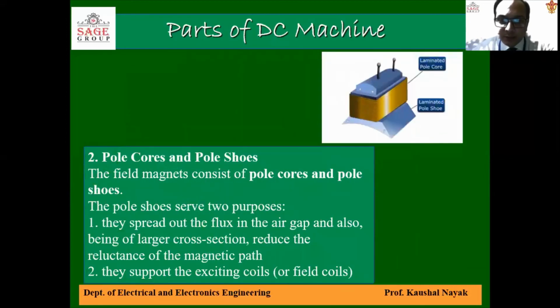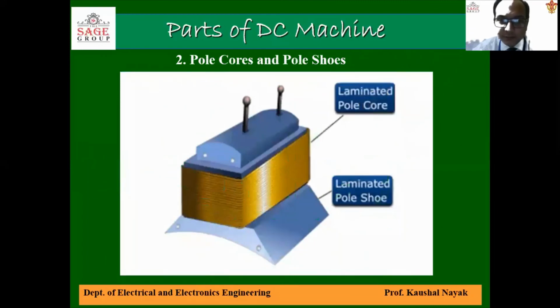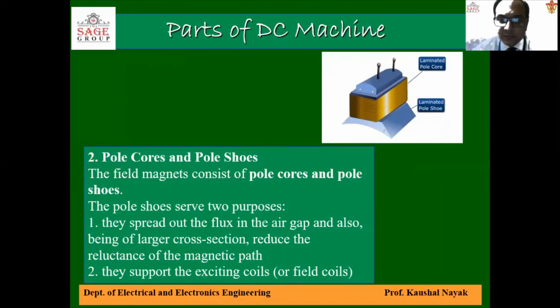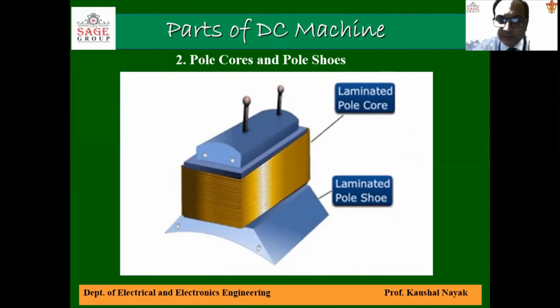The next part is the pole core and pole shoes. The field magnet consists of pole core and pole shoes. The pole shoes serve two purposes. They spread out the flux in the air gap, and also, being of large cross section, reduce the reluctance of the magnetic path. They support the exciting coil or field coils. This is the picture view where you can see the pole shoes. You can see the laminated pole core. You can also see the winding. It may contain series or shunt winding.